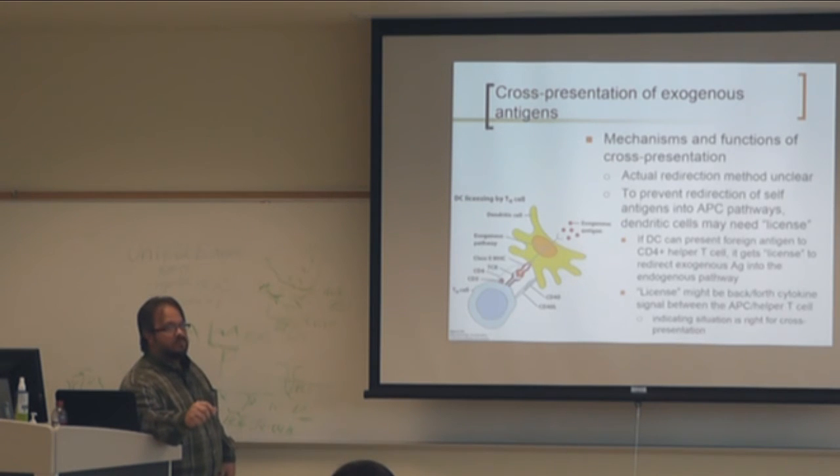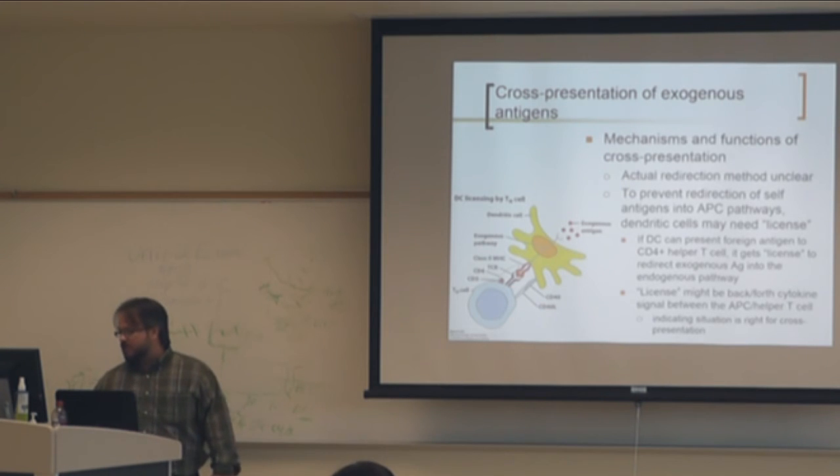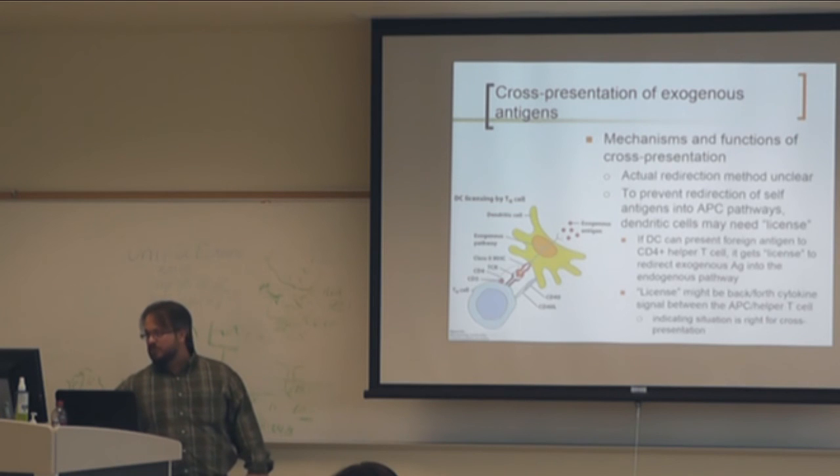What triggers that to be both? How do they get a license? They believe that it might be this back and forth cytokine signal between the APC and the helper cell, but they're not 100% sure. So it's basically signaling.